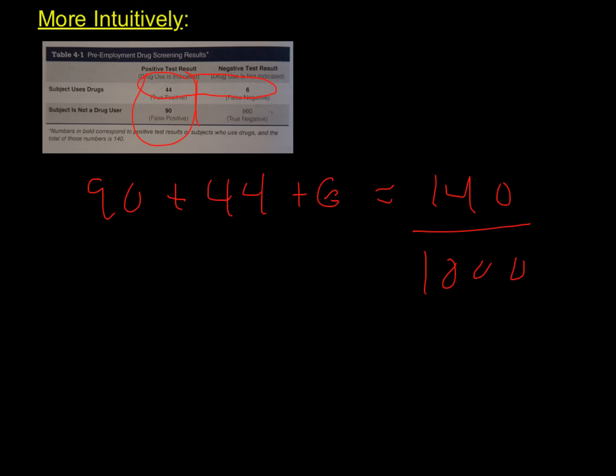And if we wanted to do the same problem a little more intuitively, we could simply see that a positive test result or subject uses drugs would be the sum of these 3, and we would simply be smart and ignore the overlap instead of adding it in twice, and we would just say it's 90 plus 44 plus 6, which is 140, and we know our n is 1,000, and we get the same result.